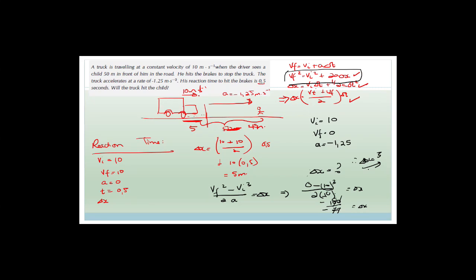Okay, let me check if I'm right. The final velocity minus initial velocity is 0 minus 100 over minus 2 times... why is that 10? I'm going mad, no wonder. That acceleration is not 10. The acceleration that was given is 1.25. So I don't quite know what I was thinking there. Sorry, let me just fix this.